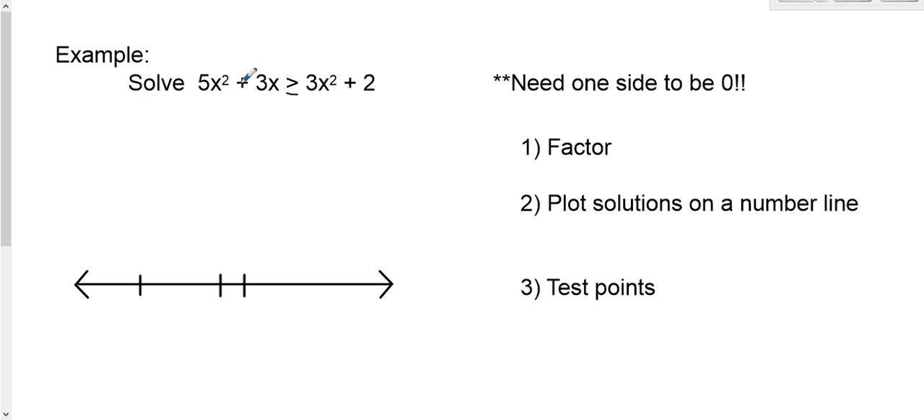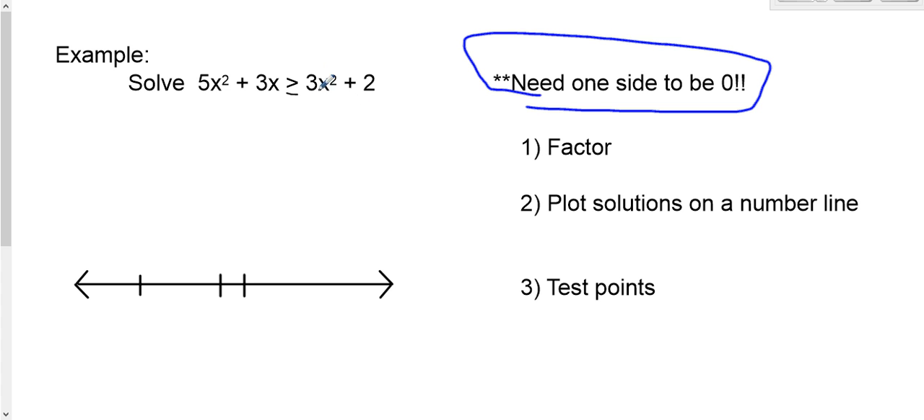All right, so 5x squared plus 3x greater than or equal to 3x squared plus 2. I need one side to be 0. So I'm going to go ahead and subtract the 3x squared, and I'm going to subtract the 2. So subtract 3x squared and subtract 2. 5x squared minus 3x squared is 2x squared plus the 3x minus 2. And that's going to be greater than or equal to 0 because these cancel out.